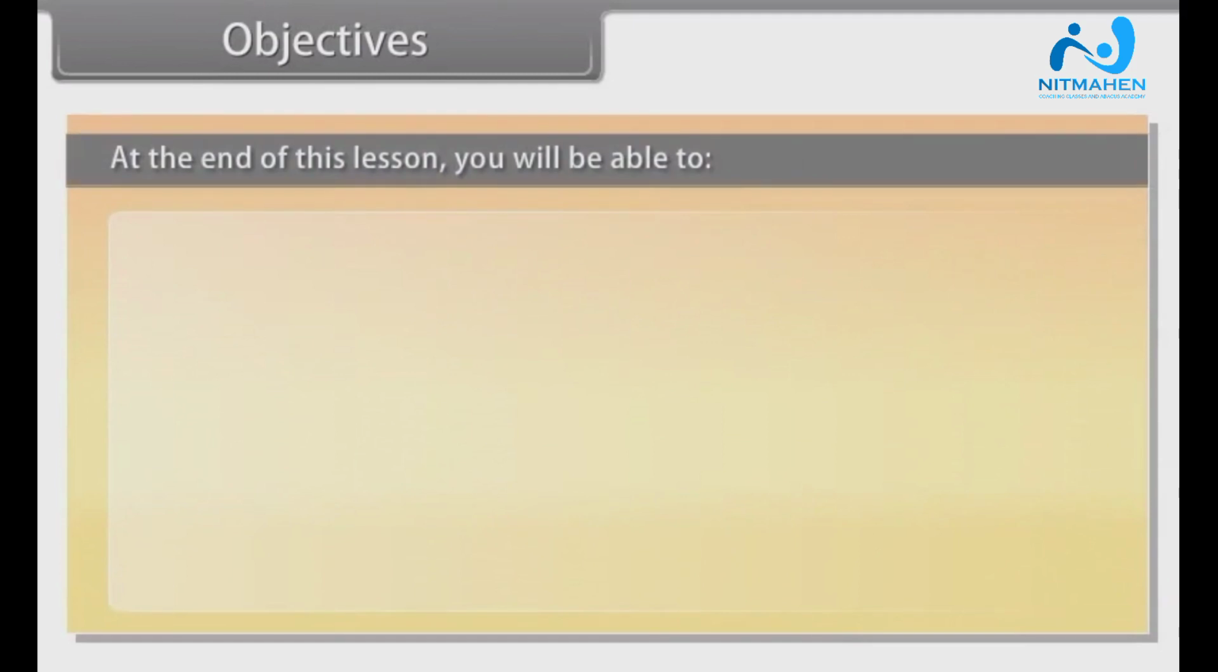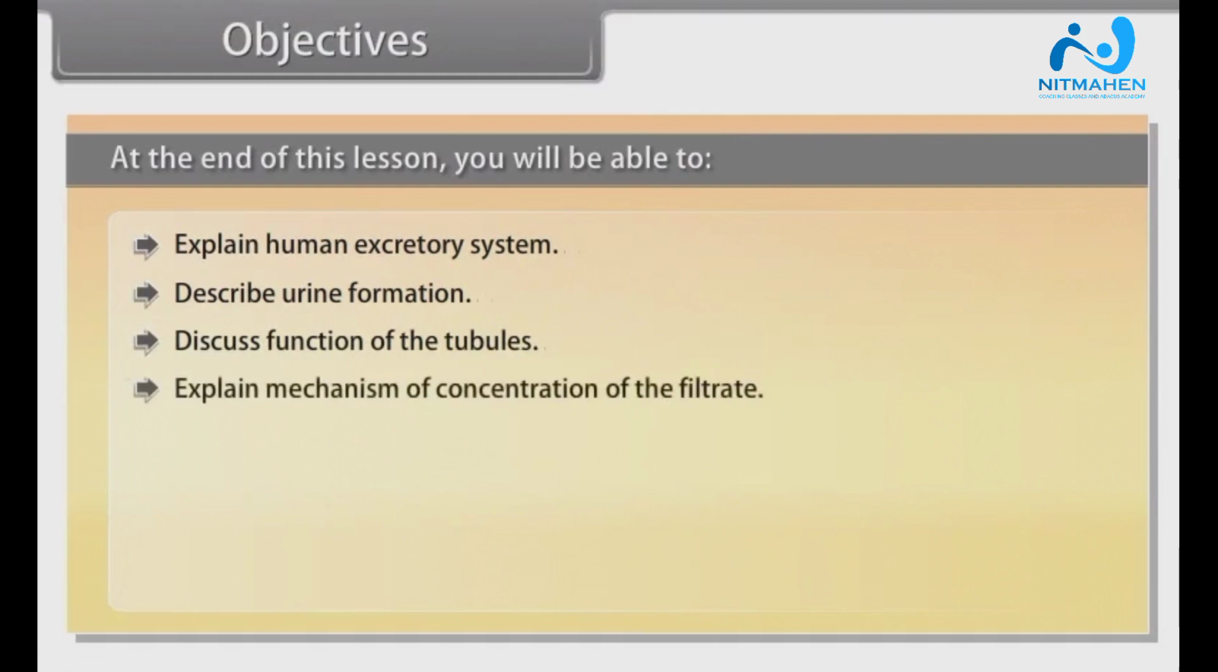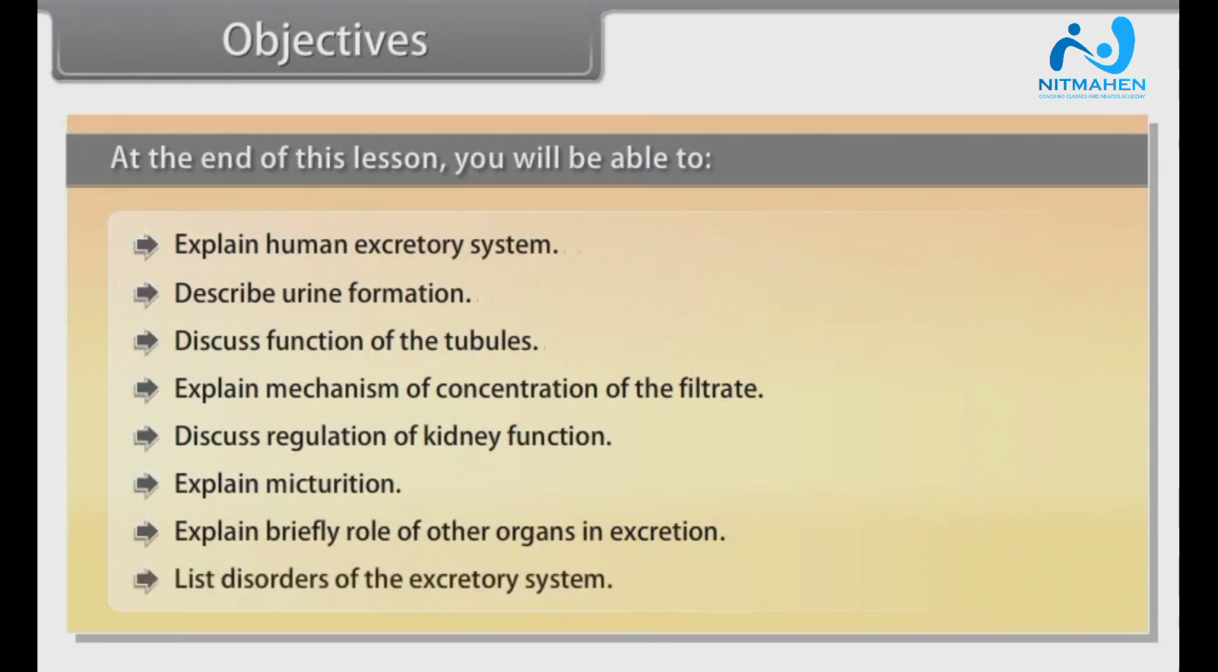Objectives. At the end of this lesson, you will be able to explain human excretory system, describe urine formation, discuss functions of the tubules, explain mechanism of concentration of the filtrate, discuss regulation of kidney function, explain micturition, explain briefly the role of other organs in excretion, and list disorders of the excretory system.